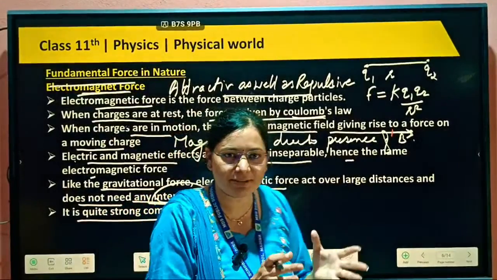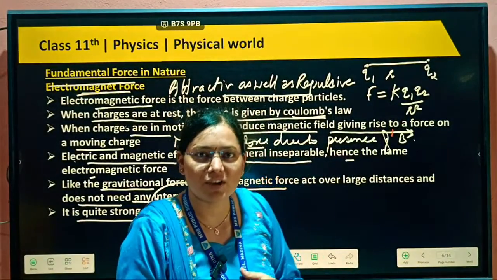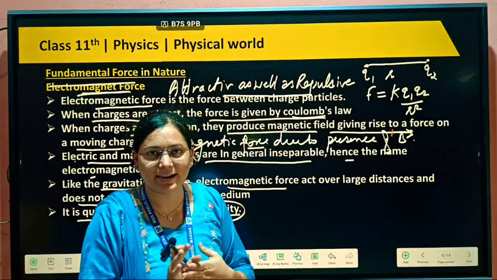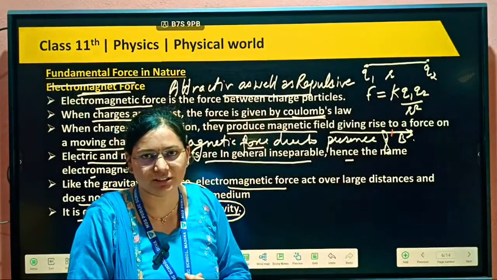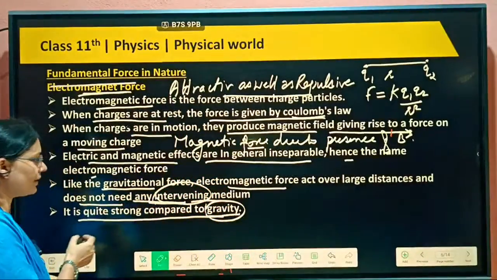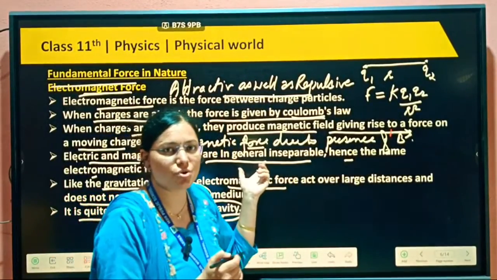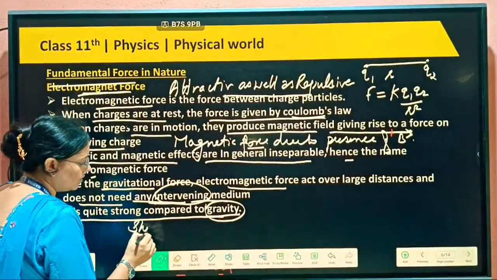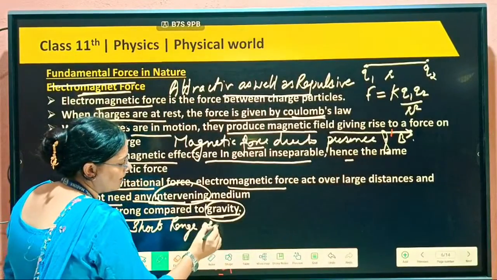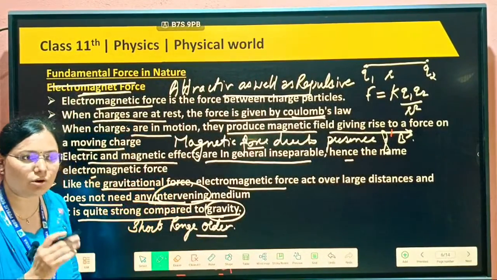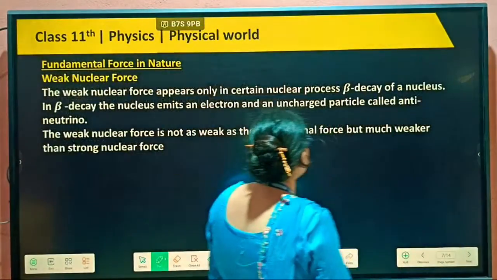If your charges are of the same type, positive-positive or negative-negative, then the force between them will be repulsive. If we take opposite charges, positive and negative, then the force will act, but its nature will be attractive. Understood, everyone? Okay, next topic: is this electromagnetic force short or long range? That is short range order beta. This one does not have long range order, it is short range order. It means its effect will be over a short distance, not such a large distance as compared to our gravitational force.